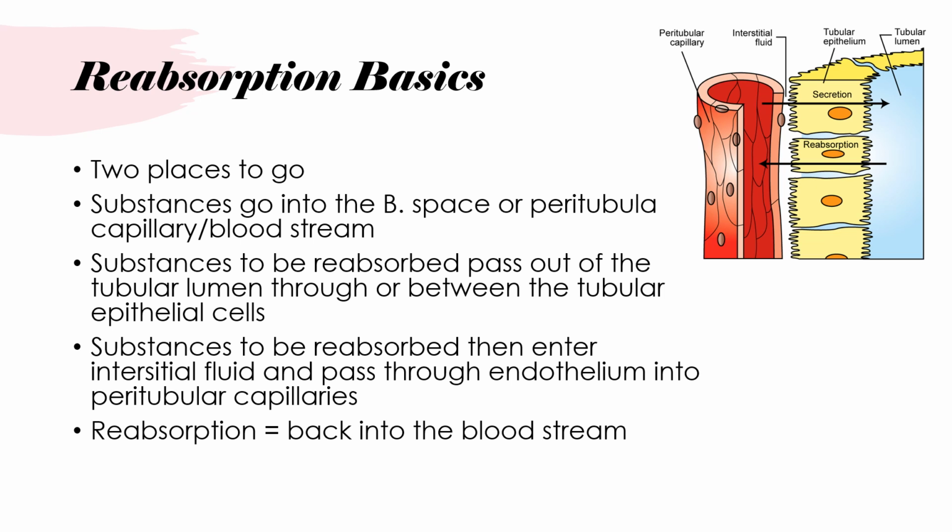It can either go to the afferent or efferent, so it's got kind of two options here. Now, substances can go into the Bowman space or the peritubular capillary bloodstream. Substances are going to be reabsorbed. They're going to pass out of the tubular lumen through or between the tubular epithelial cells, like we talked about. The substances that are going to be reabsorbed are then going to enter the interstitial fluid, and they're going to pass through the endothelium into the peritubular capillaries. Okay, we just talked about this. So reabsorption is equal to substances getting back into the bloodstream.